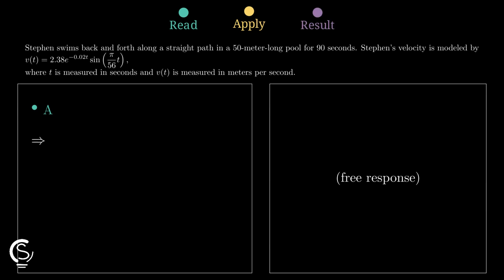And t equals 80 is the magnitude of the displacement, calculated as the absolute value of the integral from 20 to 80 of v of t dt, approximately 23.3.